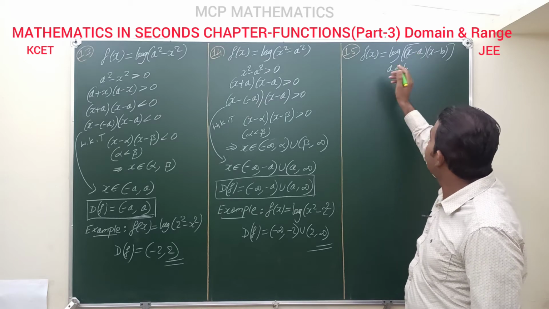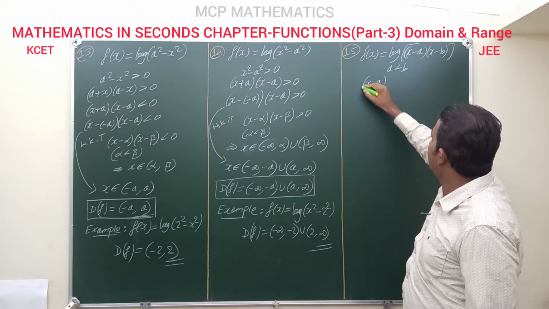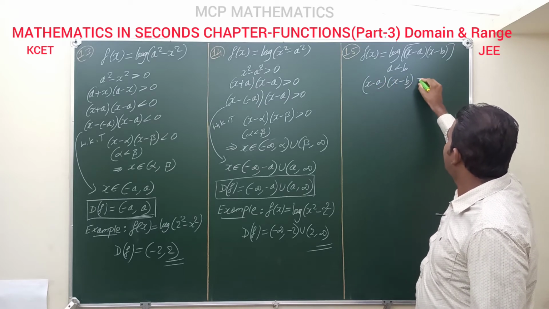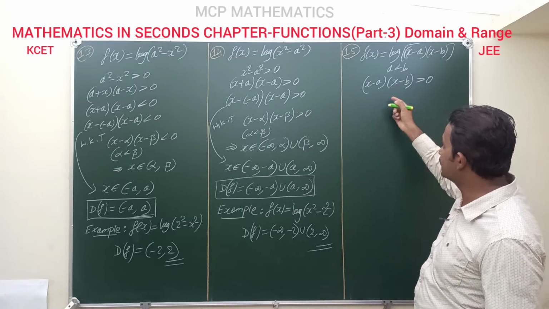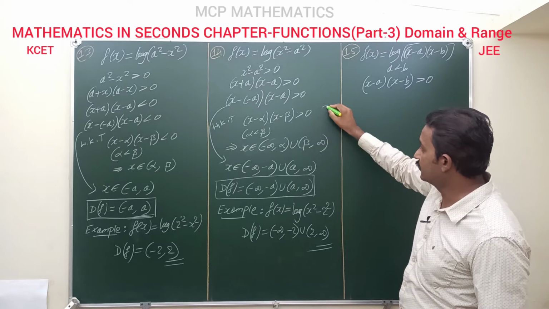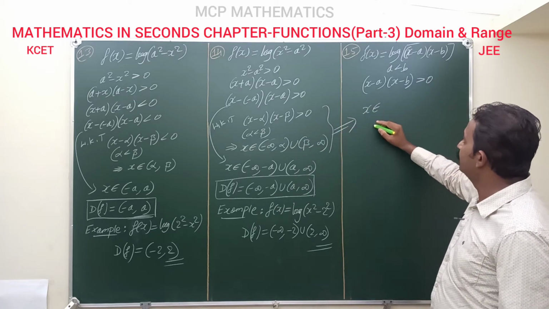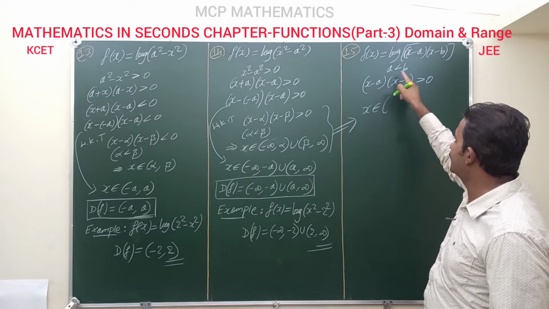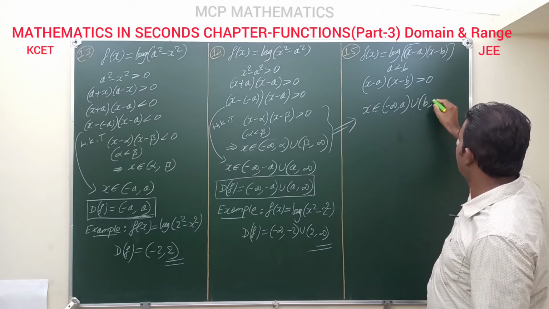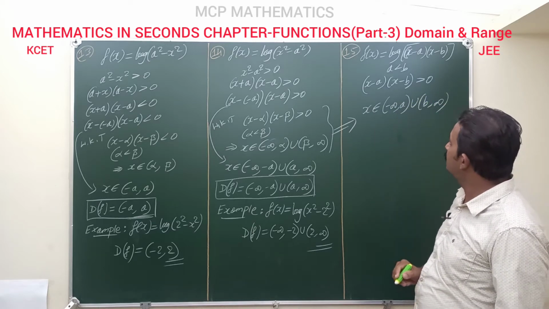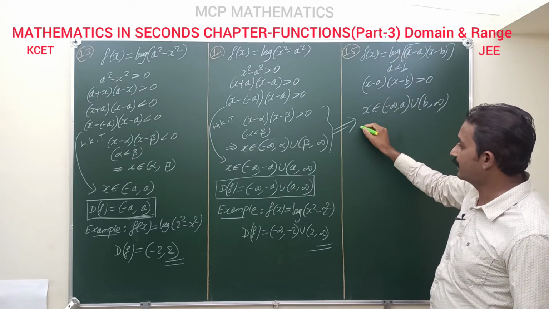Here also the same approach applies. This function is defined when x minus a into x minus b is greater than 0. Once again using the same standard result, with a less than b, x belongs to minus infinity to a union b to plus infinity. So this is the domain of this function. Take one example in this case.